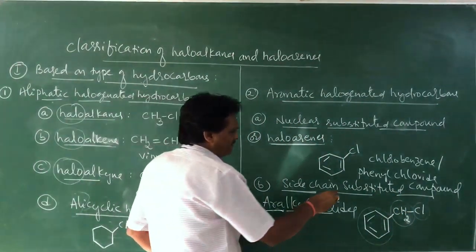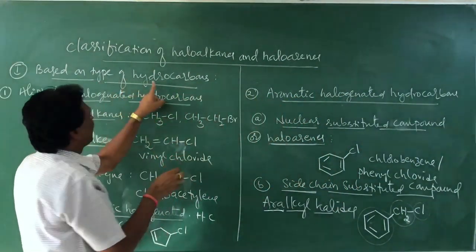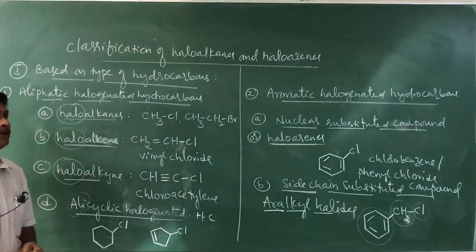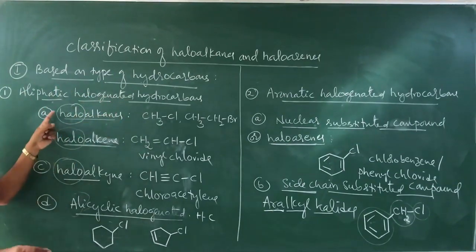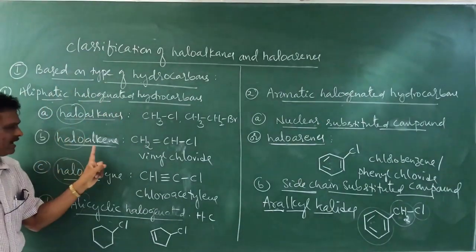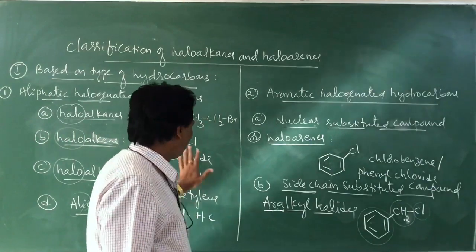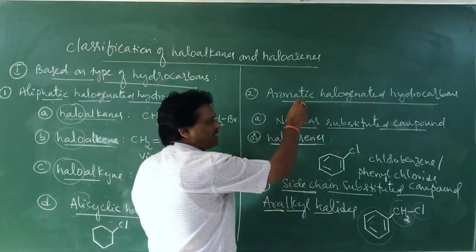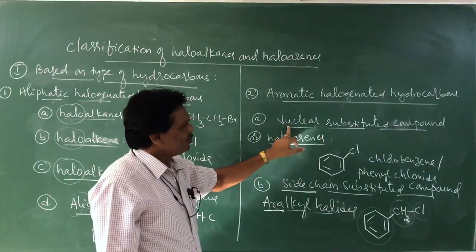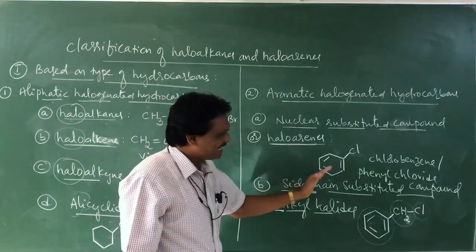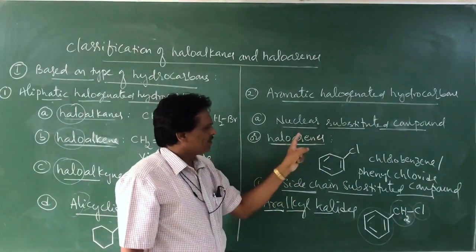So, the classification of the halogen hydrocarbons based on the type of hydrocarbons. If the compound contains open chain structures, then the halogen hydrocarbons are divided into four kinds: haloalkanes, haloalkenes, haloalkynes, and alicyclic halogenated hydrocarbons. If the compound possesses benzene ring-like structures, then they are classified into two kinds: nuclear substituted compounds and side chain substituted compounds. Nuclear substituted compounds are also called haloarenes.